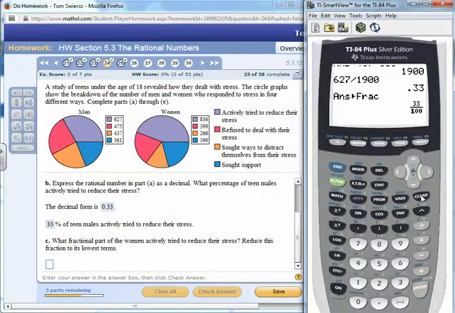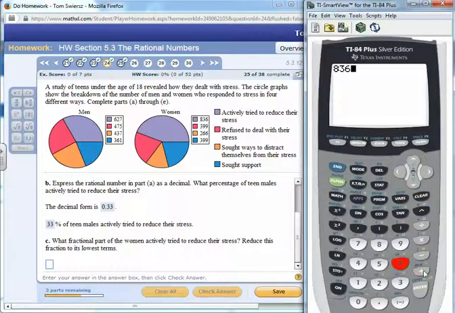And now for the women, what actively reduced their stress. Again, purple, 836, but we have to get the total. So 836 plus 399 plus 266 plus 399 gives us a total of 1900. The number of women who actively tried to reduce was 836 divided by the total, which again is 1900.